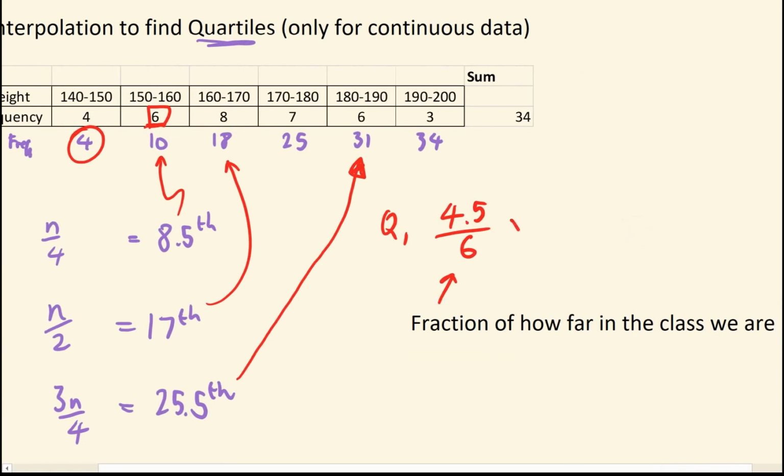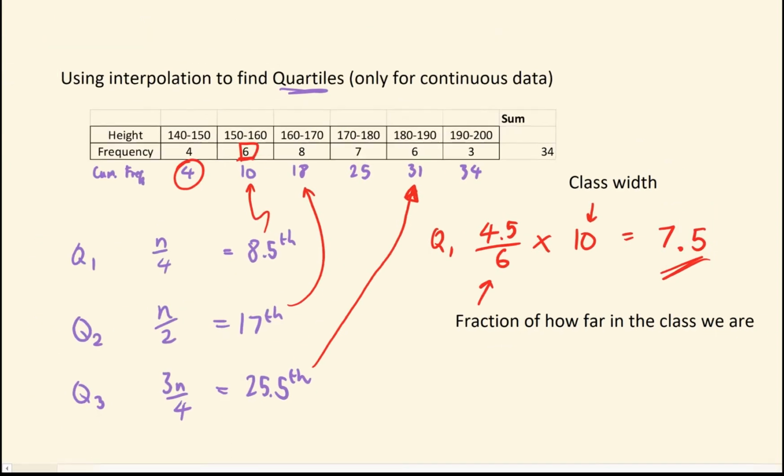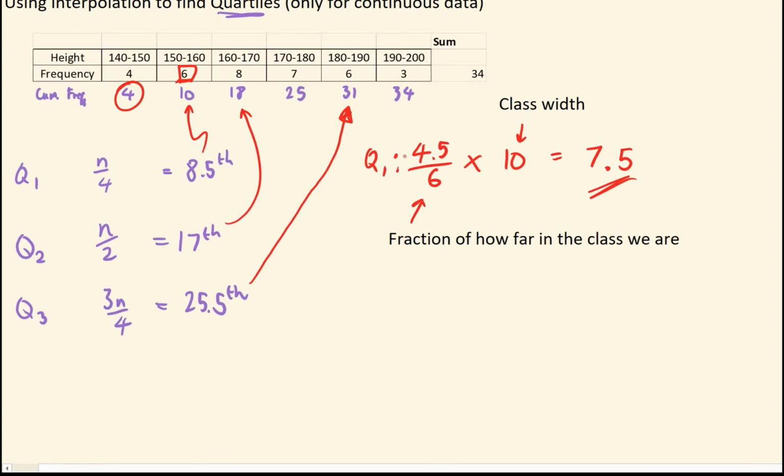Okay, I'm then going to times that by the class width. So here the class width is 10, because it goes from 150 to 160. If I type it on my calculator, that's going to come out at, I think, 7.5. And that's going to tell me how far into that class width I want to be. So this class width started at 150. So therefore my lower quartile will equal 150 plus this answer 7.5 here, because that's how far into the class width I am.